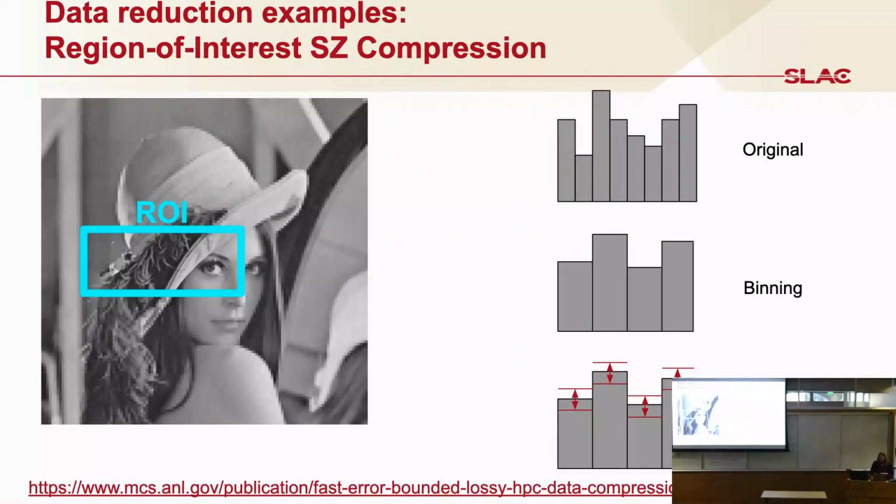The second example is lossy compression, and it's a special kind of lossy compression. It's called SZ compression with a region of interest. So we identify a region of interest that we want to be lossless compression, and the rest which we want to be lossy. And then SZ compression takes the stuff that's to be compressed, it bins it, and it applies a fixed error bound. And then it does the compression.